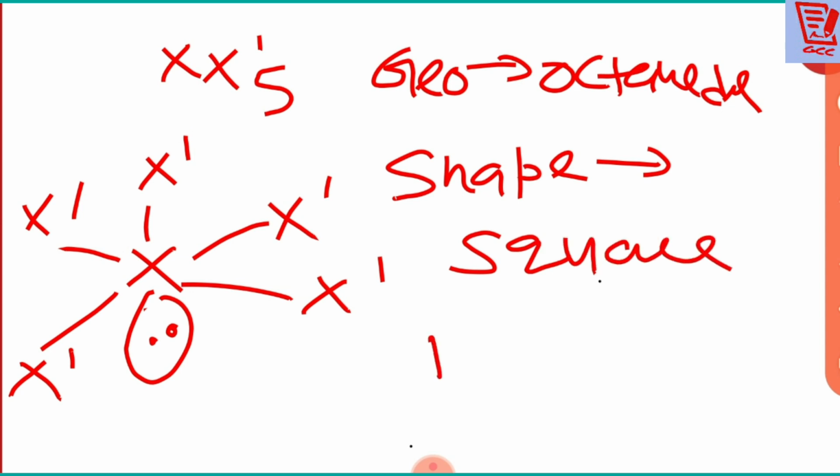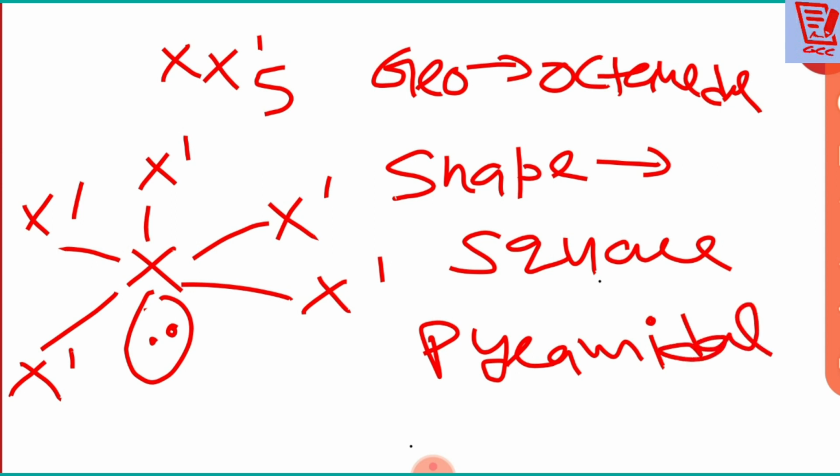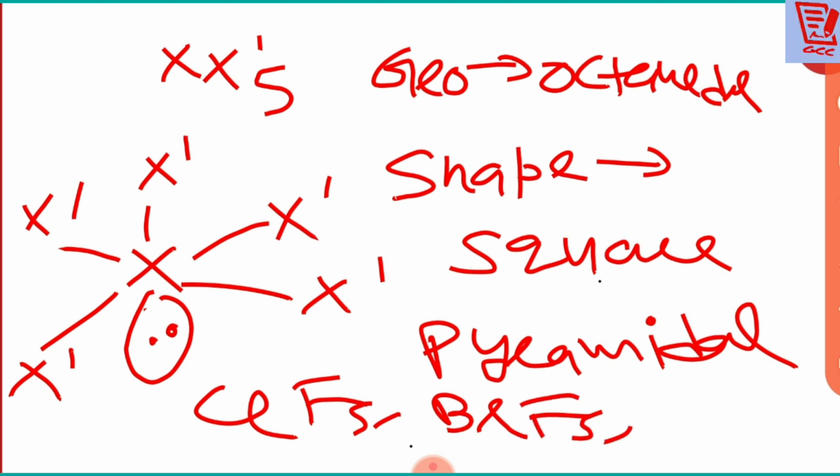What is its shape? Its shape will be square pyramidal. Clear? And same way, what we have done there in the X dash 5, same way it will be possible for all the molecules. Means for ClF5 also same shape, and for BrF5 also same shape, and for IF5 also same shape. Is that clear?